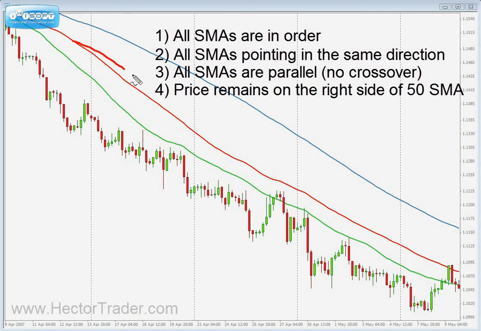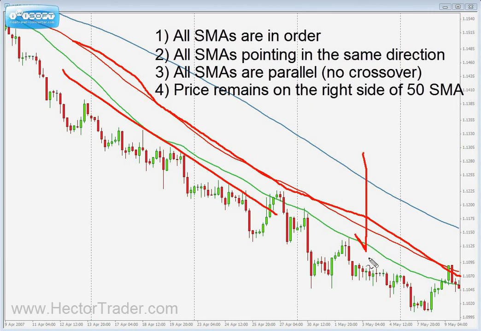Basically what we want is the 50 simple moving average holding price on the right end of the trend, meaning below the 50, in this case, since we are in a downtrend.